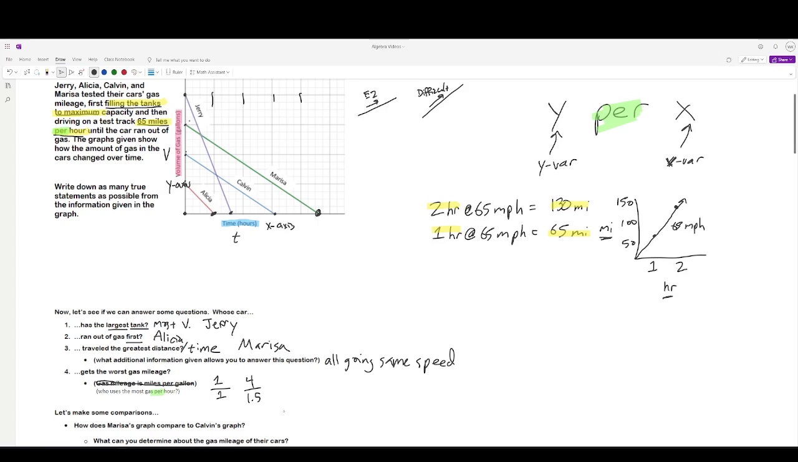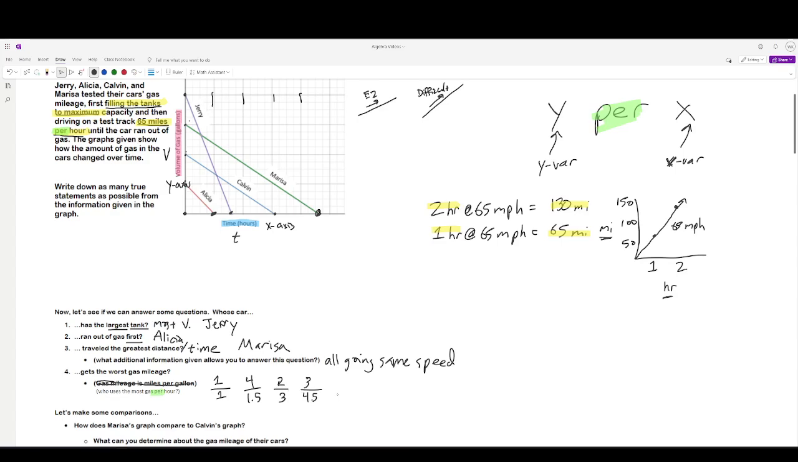Calvin has 3 units of time and 2 units of gas. And Marissa has 1, 2, 3, 4.5 units of time and 3 units of gas. So if we simplify all of those, then we'll see that this one is the biggest number, using the most gas per hour. So it's likely that Jerry has some sort of large, heavy truck that uses up gas more quickly than these other cars that are probably smaller and more gas efficient.